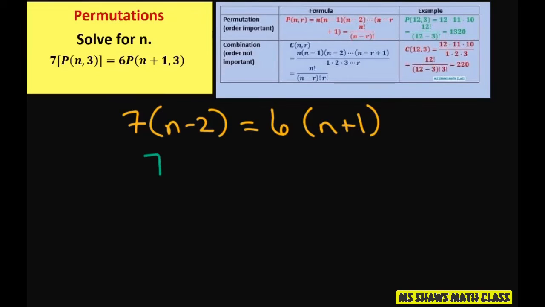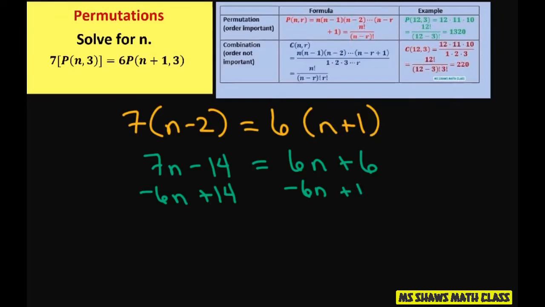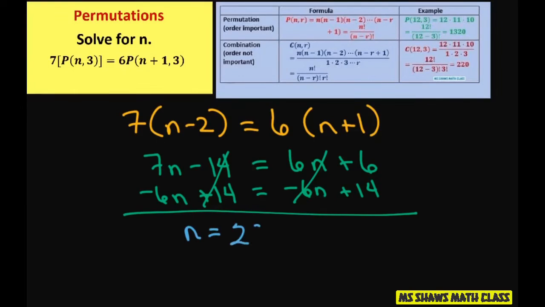Now this is going to give you 7n minus 14 equals 6n plus 6. I'm going to subtract 6n from both sides and add 14 to both sides. So this is going to cancel out these two. So we get n equals 20. And that's your final answer.